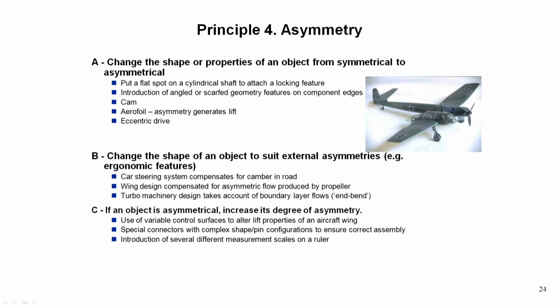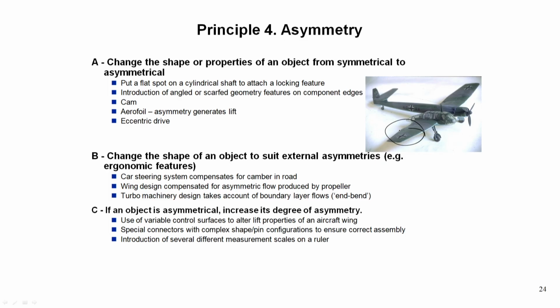Principle 4 talks about asymmetry. Asymmetry is explored on a very wide scale. For example, the greatest example is an aircraft. If you look at the aircraft wing, its top and bottom are of different shape, and we call it an aerofoil shape. That actually helps to generate the lift of an aircraft. So, there we are using the principle of asymmetry.